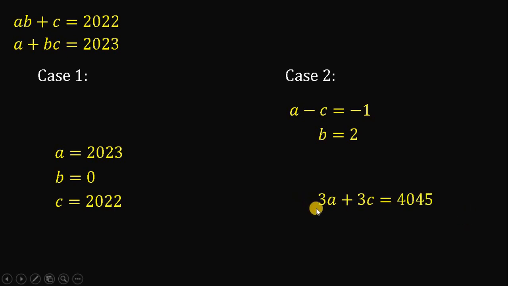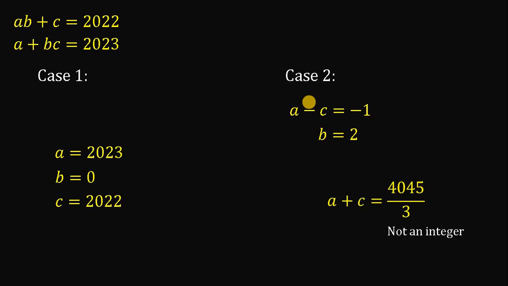And now on the left hand side, let's factor out 3. This will give us 3 times A plus C. Now divide both sides by 3. This will give us A plus C equals 4045 over 3. And now take note, 4045 is not divisible by 3. Therefore, the sum of A and C is not an integer. Therefore, we don't get an integer solution using these two equations or using this second case.